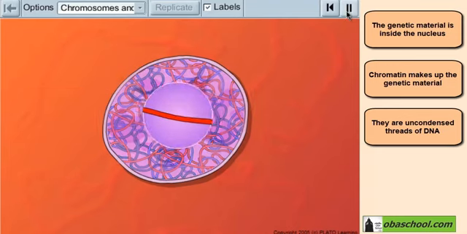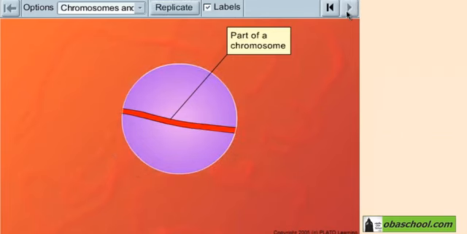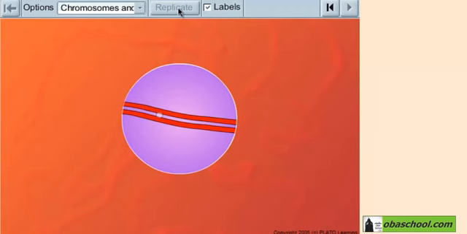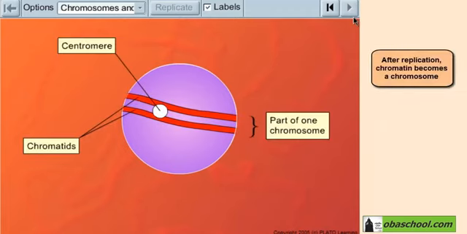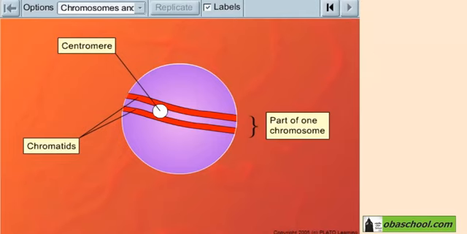So if we zoom into one of these chromatin, this is part of a chromosome. After replication, it will become a full chromosome. And the parts of this chromosome are the two sister chromatids joined together by the centromere. So the chromatin will replicate into chromatids, and they will be joined by the centromere to make the chromosome. And this is, of course, zoomed in. That's why we see part of one chromosome.